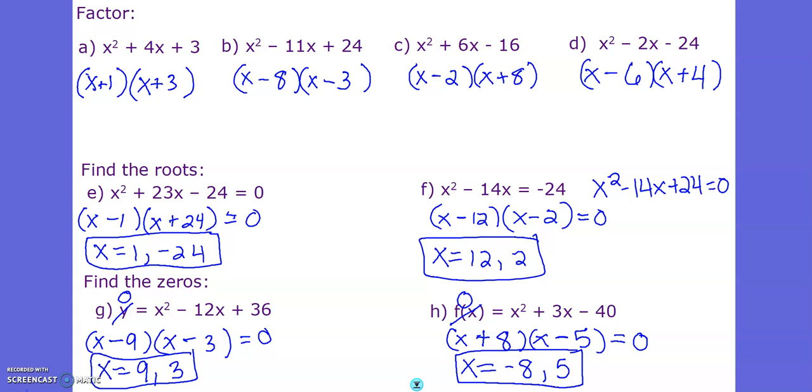All right, now that you've had a chance to complete these problems, go ahead and take a look. We factored for A, B, C, and D. For E and F, we found the roots, which means we set our equation equal to 0 and factored, and then set our factors equal to 0 and solved. G and H, we found the zeros of the function, which also means we set our equation equal to 0, we factor, and then we set our factors equal to 0 and solve.